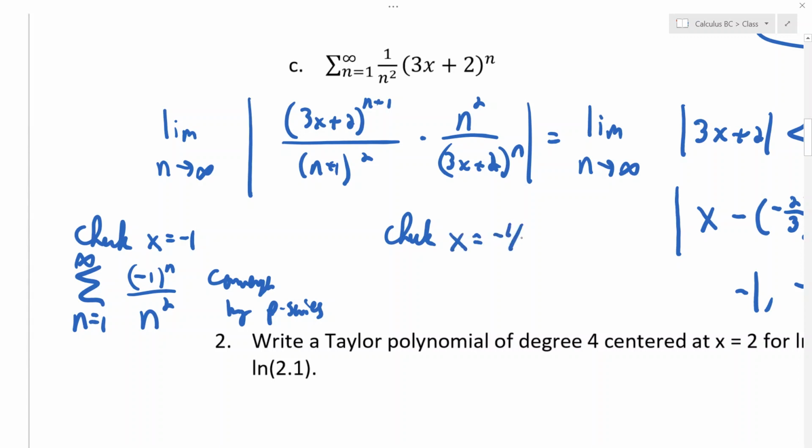Now we're going to check x equals -1/3. Again, this series shouldn't be too difficult. It's going to be like alternating series test or p-series, something like that. This is still a p-series. Converges by p-series. Okay?